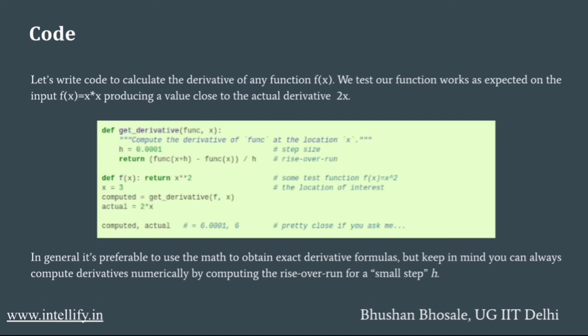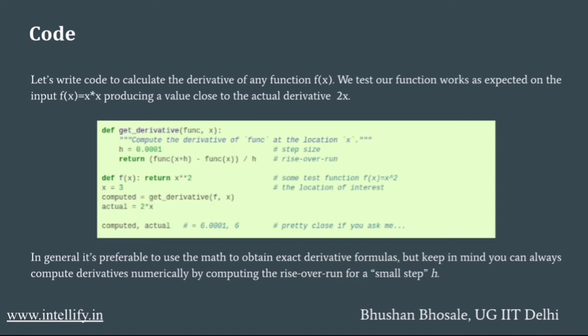Okay, and h is equal to 0.001. Actually the value of h that is used in mathematics is quite less than 0.001, but 0.001 is also a valid value. We would get some error, but it's fine. And we return function of x plus h minus function of x upon h, that is the derivative of a function. And the definition of f of x, we wrote x square.